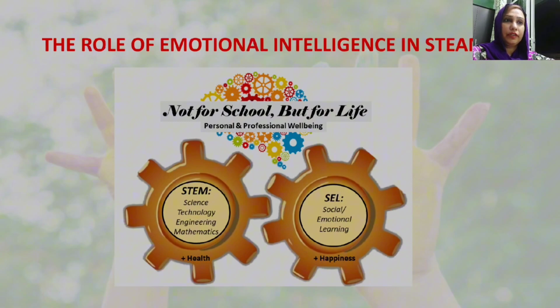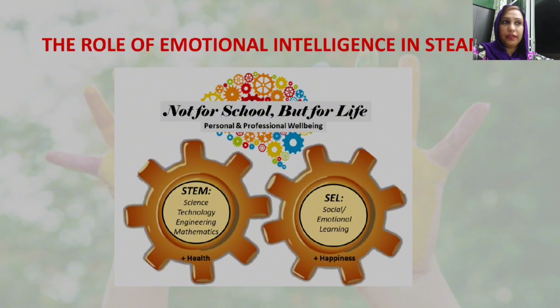Education used to focus on arts and sciences. Today, the approaches lie in a broad understanding of STEM and SEL. Both are slightly expanded here. STEM is science, technology, engineering and maths.